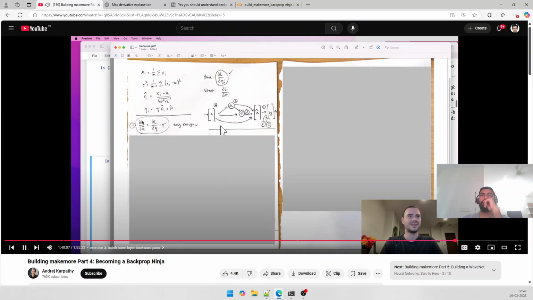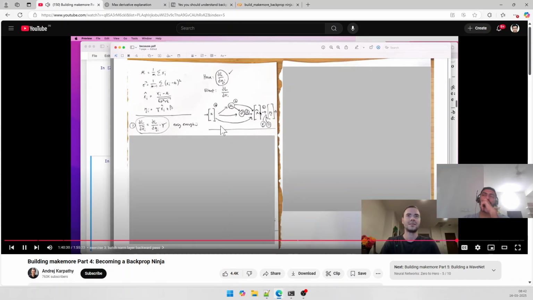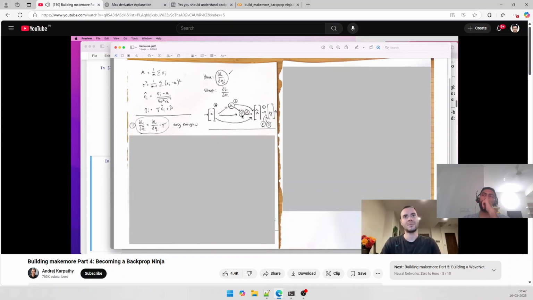If you want dL by dx_i hat, then we just take dL by dy_i and multiply it by gamma, because of this expression here, where any individual y_i is just gamma times x_i hat plus beta. So that gives you basically the derivation graph, and now derive what is dL by d sigma squared, and then what is dL by d mu.